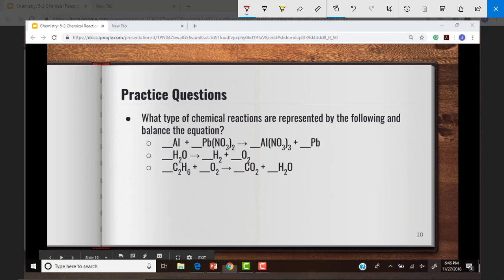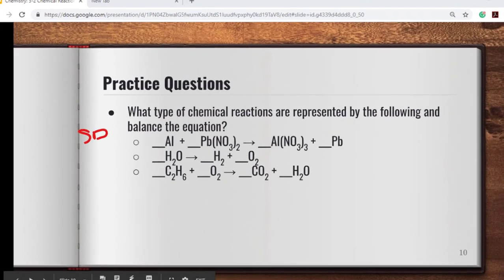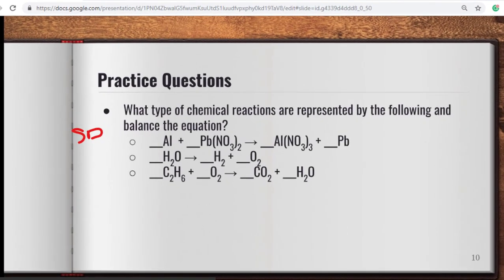In the first one, we have an element by itself that's reacting with a compound to produce a compound and an element by itself. Well, if you remember, that is going to be single displacement. So this first reaction here is single displacement because we have an element and a compound that react to produce a compound and an element by itself.